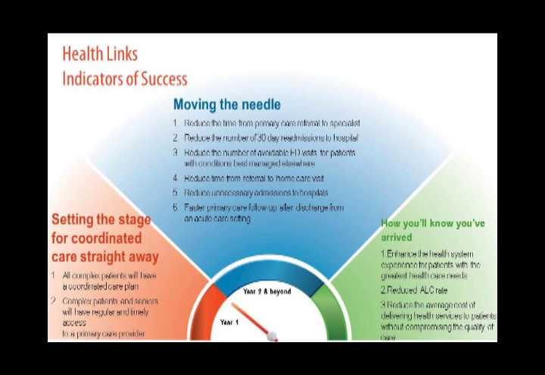So in the slide, what you'll note is that there are HealthLink indicators of success that have been identified by the province. At the outset of the HealthLinks intervention, they identified some of the near-term, longer-term, and I would say more future-focused indicators. You'll note in the red on this slide, you'll see the setting the stage for coordinated care. It's the first area that we'll get into. And really that aligns with all complex patients having a coordinated care plan, and complex patients and seniors having regular and timely access to a primary care provider.